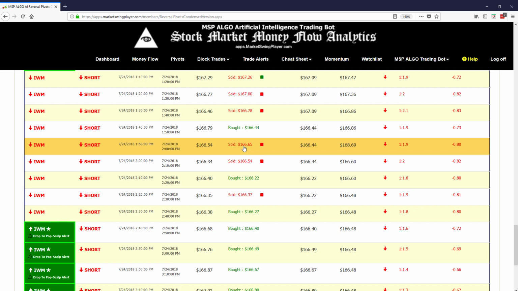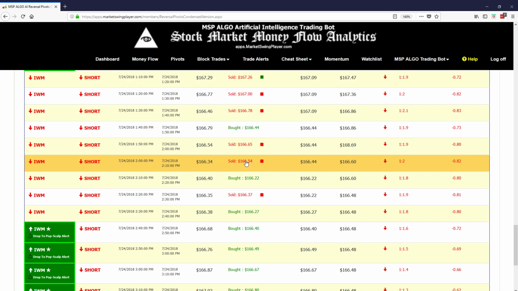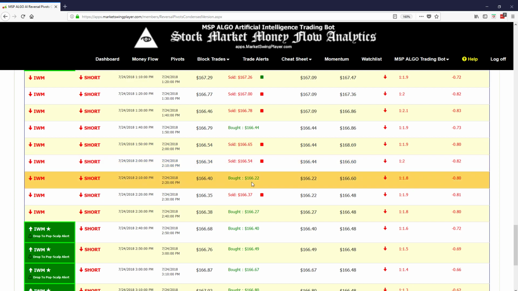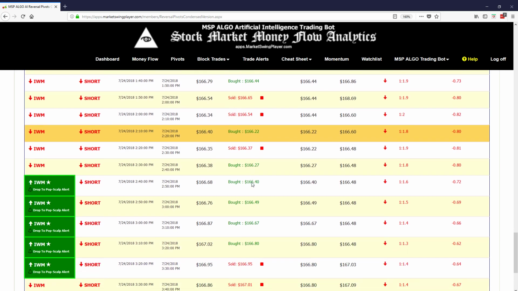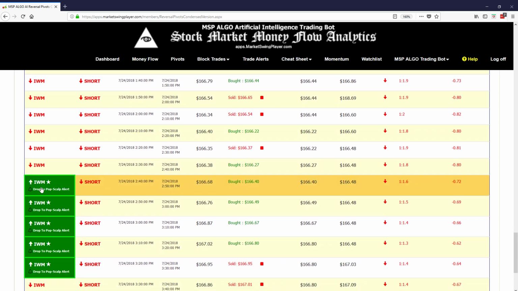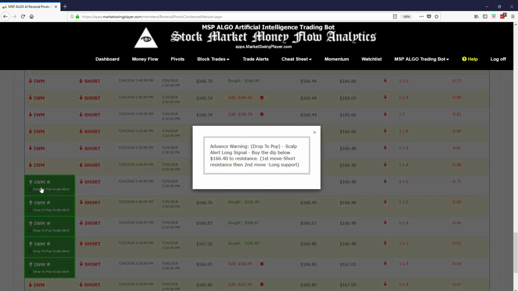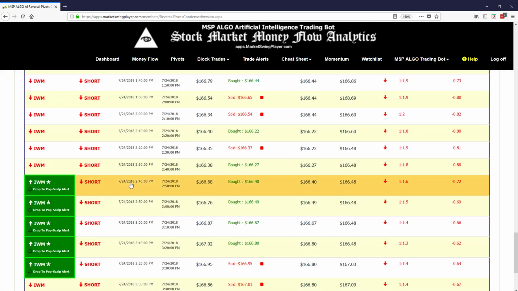So we don't know if it's going to be chop to drop, so we want to watch it a little bit. And then we notice they bought again, so we're getting concerned here. And then the MSP ALGO Trading Bot is saying the same thing again. The first move was a short and the second move was a long.